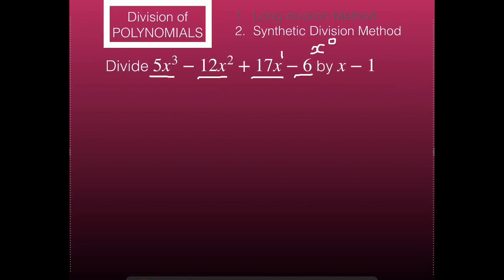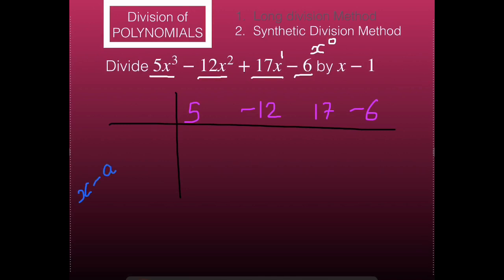So we will take only their coefficients: 5, minus 12, 17, and minus 6. Now, if our divisor is x minus a, then we have to take only a. So in this example, the divisor is x minus 1, so we will take 1. Now put 0 below the first coefficient and then add.